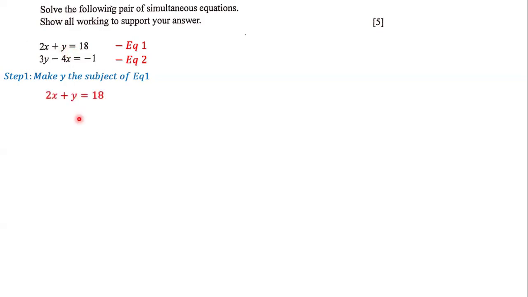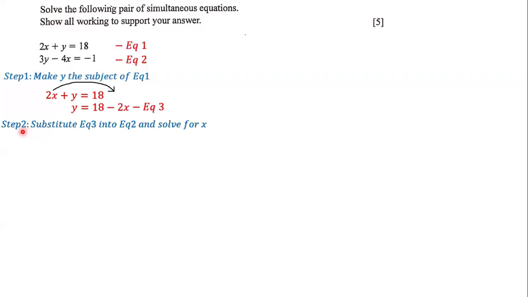Well, the first thing we're going to do is we're going to send the 2x over the equal sign. And so this gives us y is equal to 18 minus 2x. It was a positive 2x. When we send it over the equal sign, it becomes a negative 2x. And so we have y is equal to 18 minus 2x, and we're going to call this equation 3.